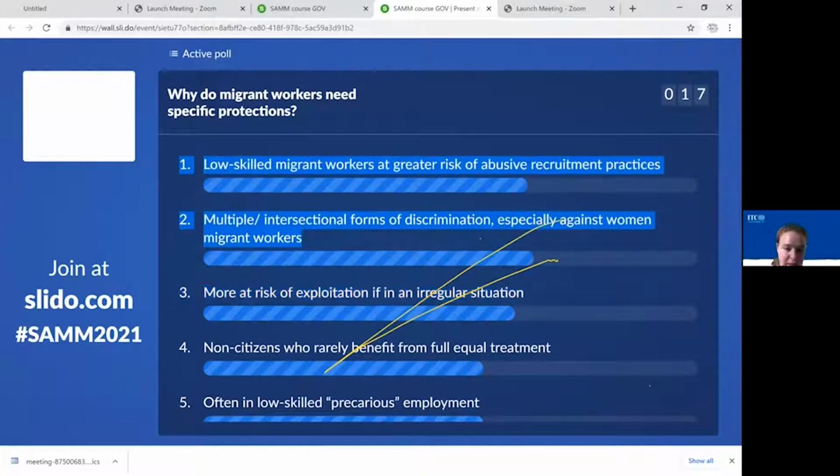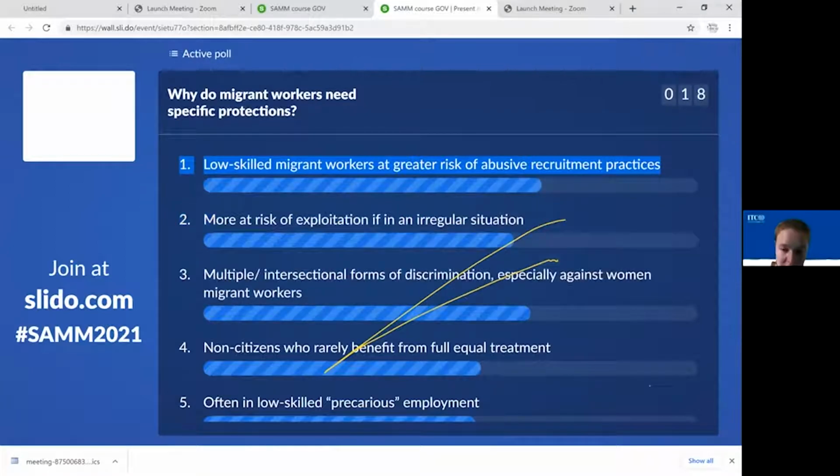And the risk also of exploitation, particularly when in an irregular situation. So those, I would say, are the three main reasons you think migrant workers need to have access to some specific protection.